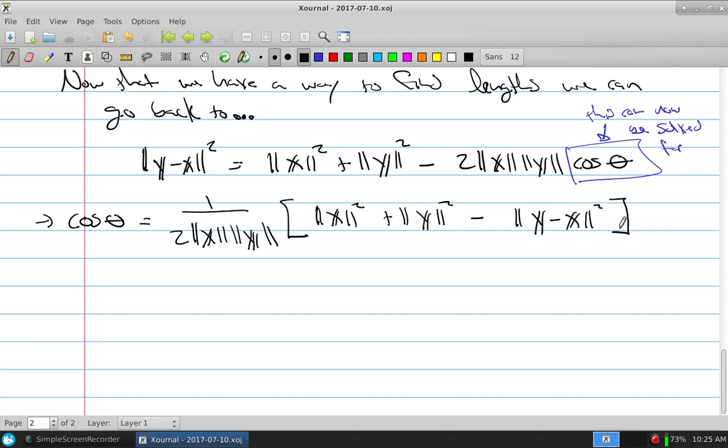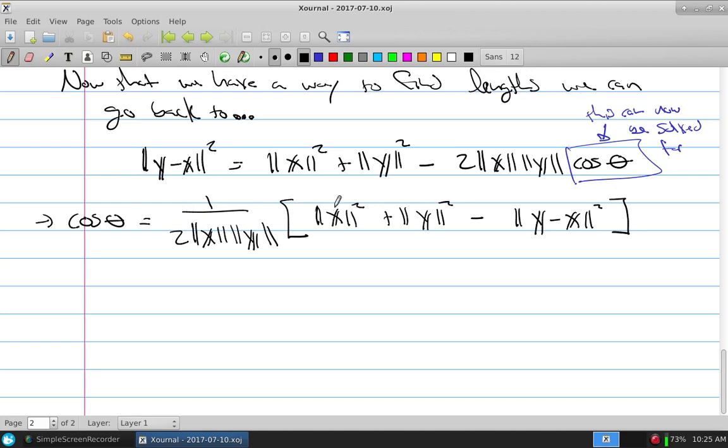This would come over, this would come over, and then that would divide. Is everybody okay with that? I moved this to the right, I moved this to the left, and then once this was on the left, I took the 2 and moved it over. Everybody okay with that?